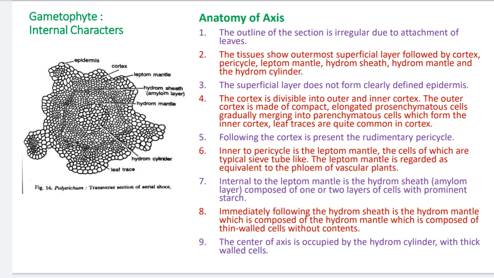The cells of the leptome mantle are typically sieve tube-like. Sieve tubes, what are they? This is one of the elements of the phloem. Phloem has four elements: sieve tubes, companion cells, phloem parenchyma, and phloem sclerenchyma. And from those four phloem elements, sieve tube-like cells are present in the leptome mantle.